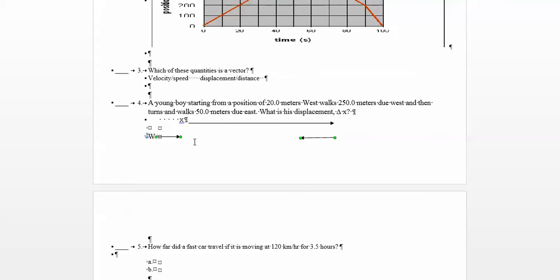West is that way. So if we started 20 meters here, we add another 250 meters due west, then walks 50 meters due east. It doesn't say he showed up. He went to the 50 meters due east point. He's just walking 50 meters. So he went 250 meters this way, back 50 meters, so he essentially went 200 meters west from where he started. That is his displacement, his change in position, 200 meters west.